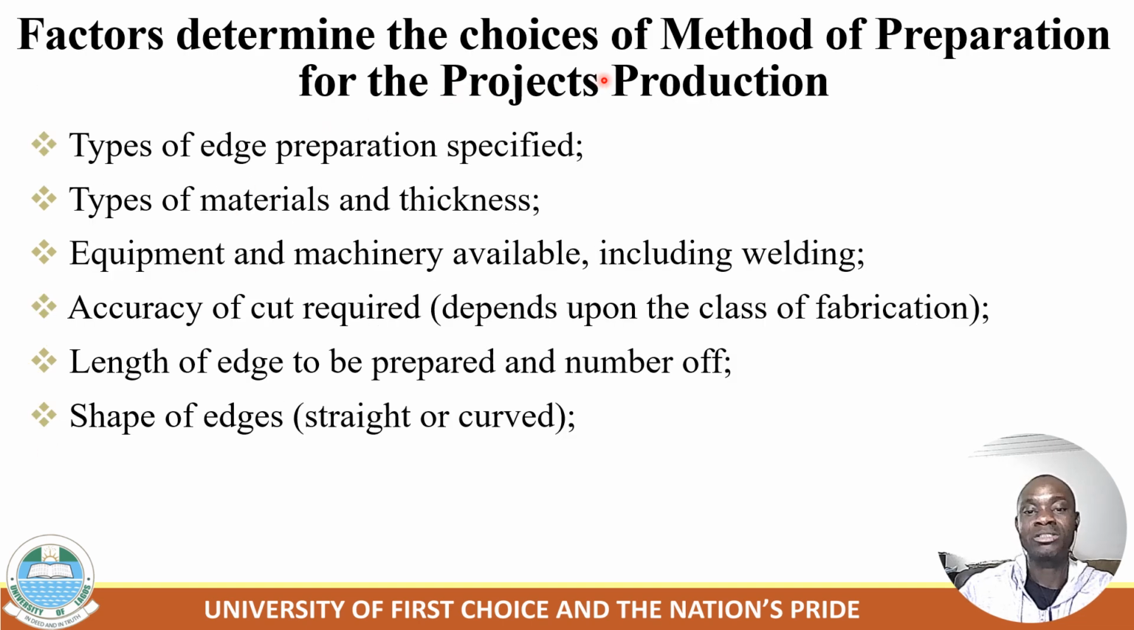Factors that determine the choice of method of preparation for the project production involve the type of edge preparation specified, types of materials and thickness, equipment and machinery available, including welding. Accuracy of cut required depends upon the class of fabrication, length of edge to be prepared, number of edges, and shape of edges, either curved or straight. So all these are the factors that determine the choice of method of preparation for the project production.